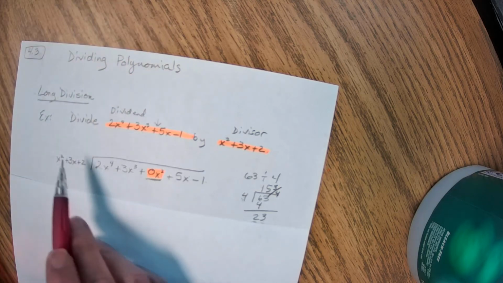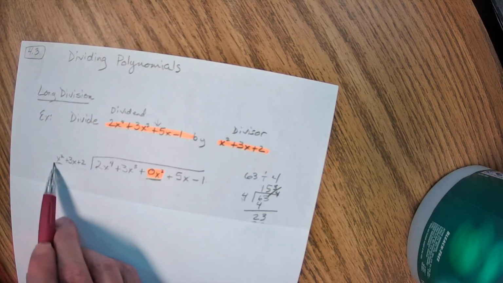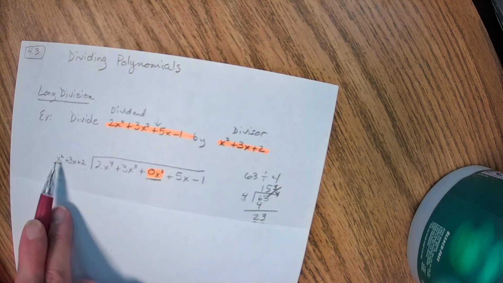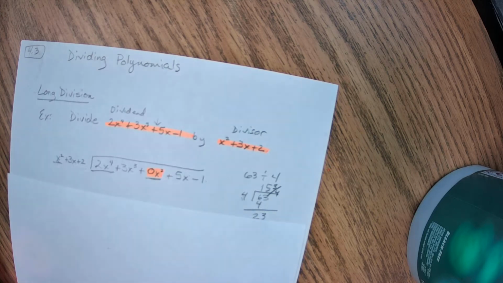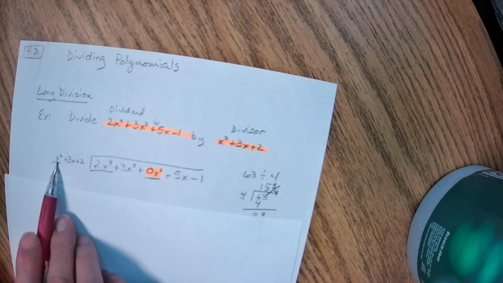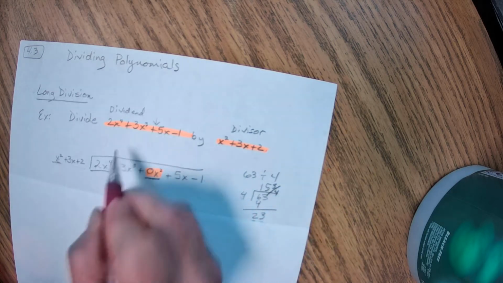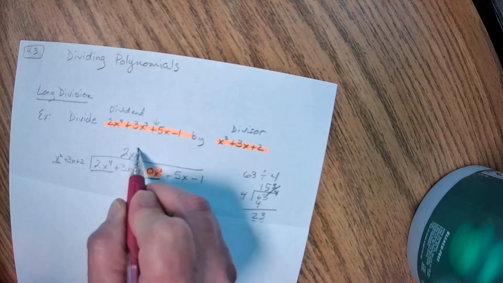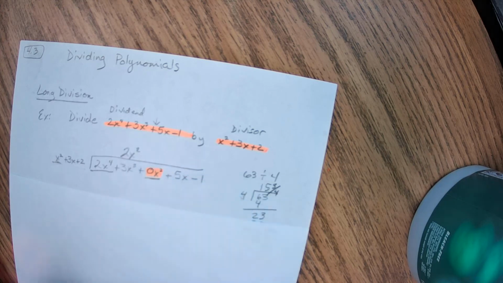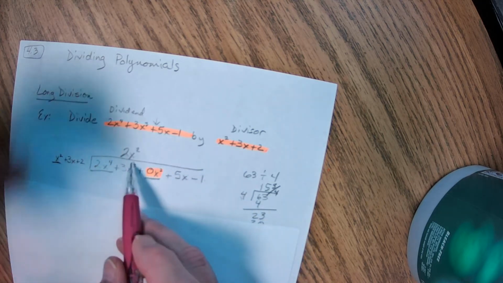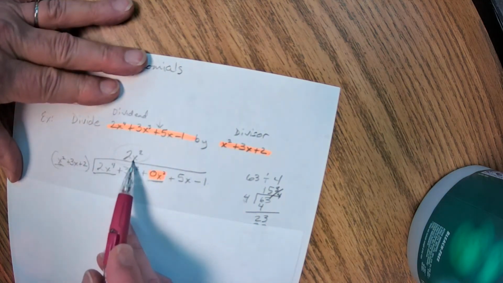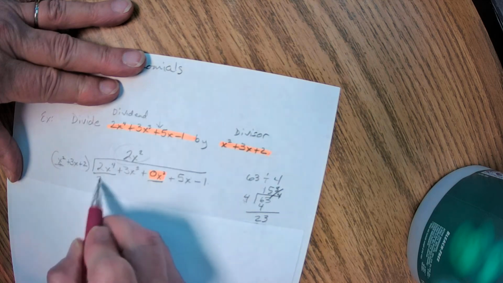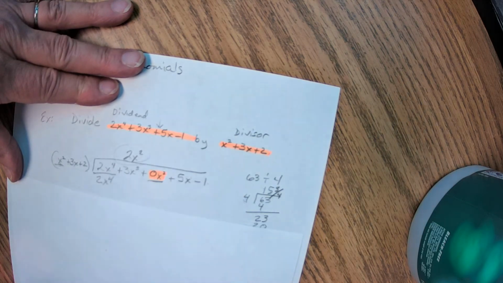So I'm going to look at this leading term and think, what would I have to multiply this by to get this first term? Well, I would have to multiply it by 2x squared, right? I have found it doesn't really matter where you put this, just put it on the top somewhere. I'm going to multiply this whole thing by 2x squared. So 2x squared times x squared is 2x to the fourth. These have to match or you did it wrong.